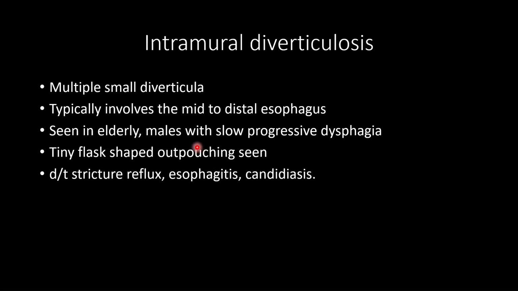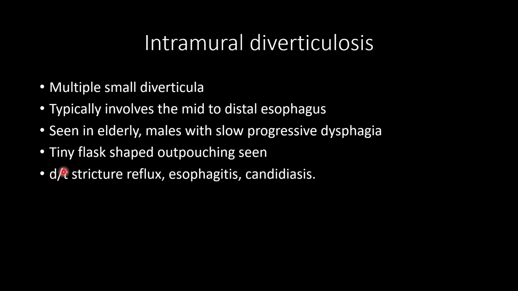These are nothing but the presence of multiple small diverticulae within the esophageal wall, not protruding outward like traditional diverticula. Now, typically it involves the mid to distal esophagus, seen in elderly males who complain of progressive slow dysphagia. Tiny flask-like outpouchings are seen.